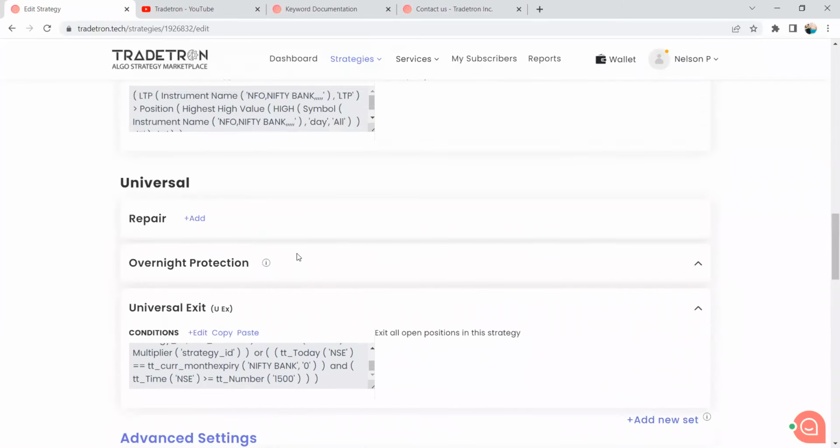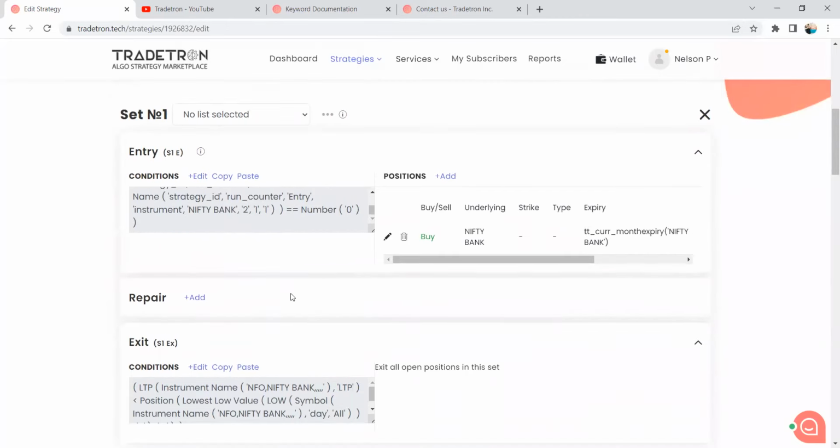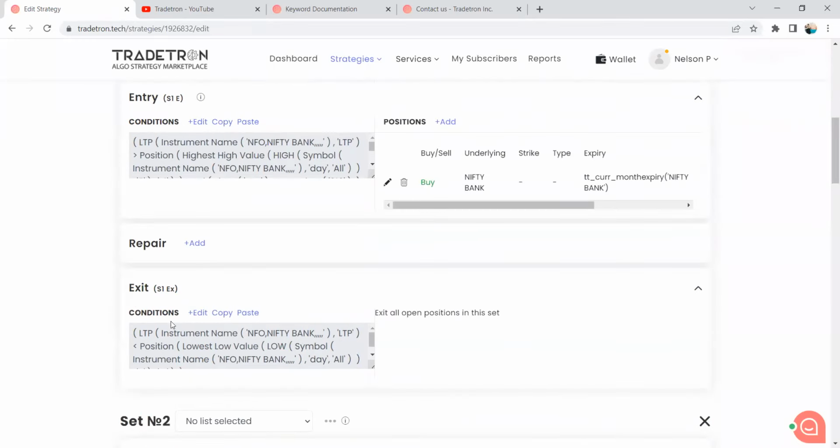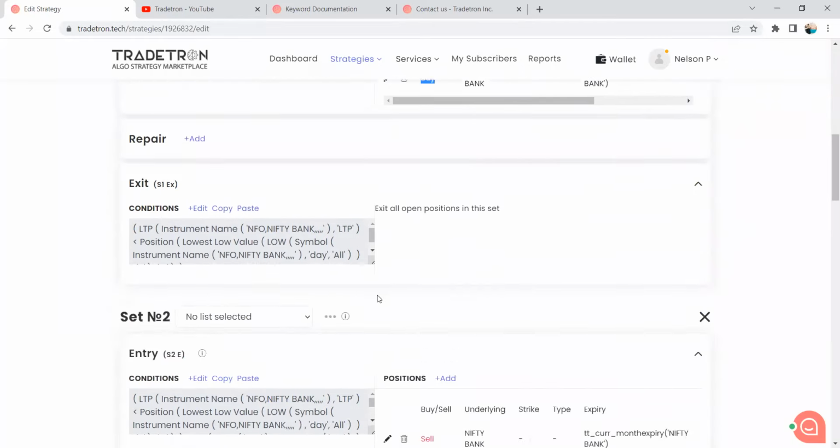Sir, in set 1 and set 2 also you have exit, then one more universal exit. Yes. Why? So basically set 1 is only, as I said, right? This exit is only for the position that you have entered in set number 1 entry. So if there is a short position that is open in set number 2, then this exit will not work, because it is checking only this set number. So only if there is a buy position that is open from the set number 1 entry, then this set will exit only this position. It will not touch set number 2.